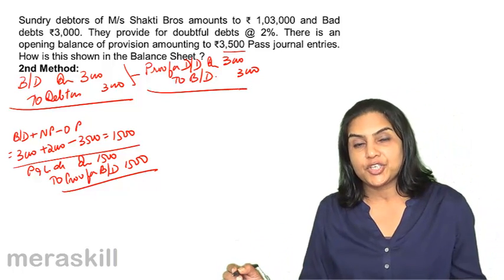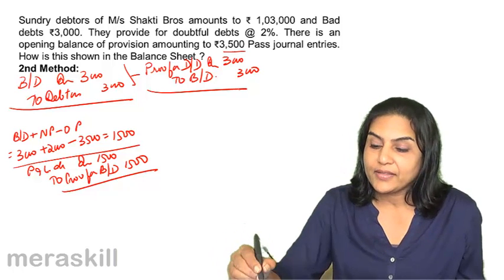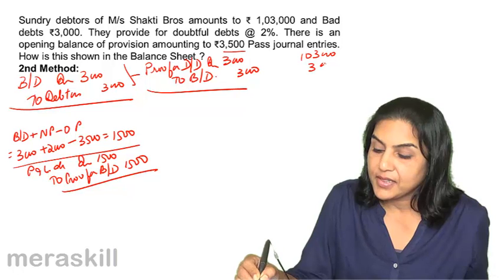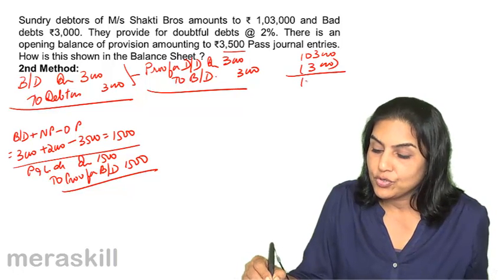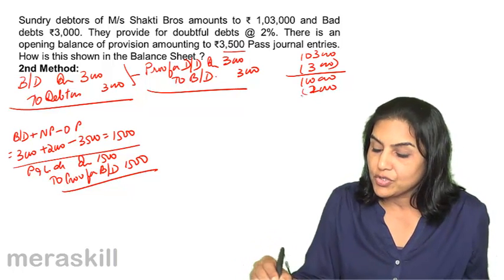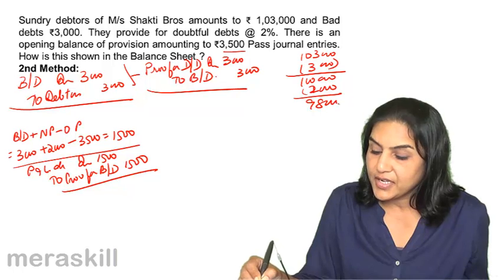In the balance sheet, it is shown the same way. 1,03,000 less 3,000 bad debt. So you have 1 lakh less provision of 2,000, the new provision being 2,000, giving us 98,000.